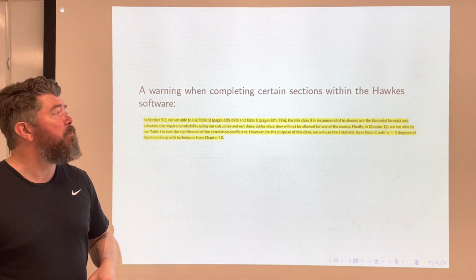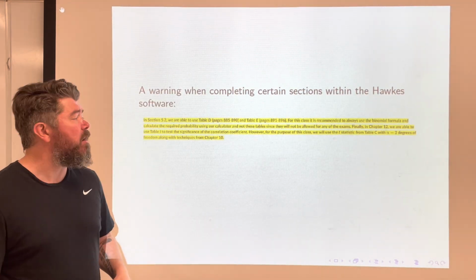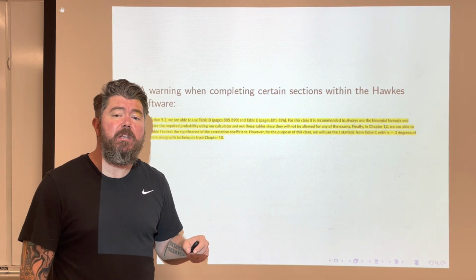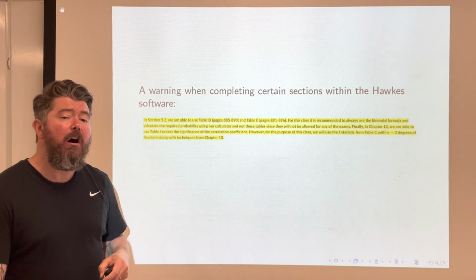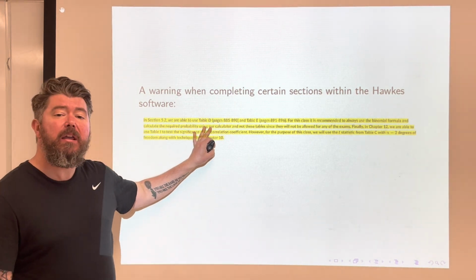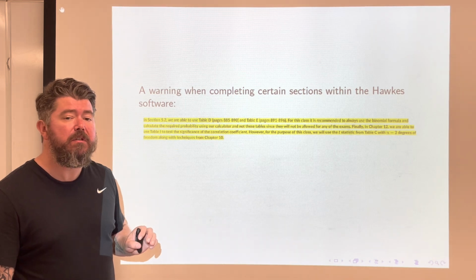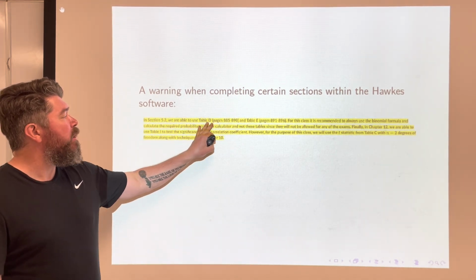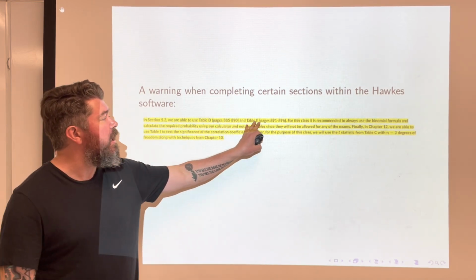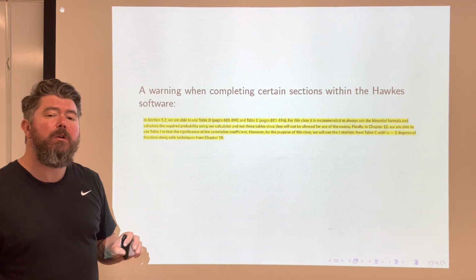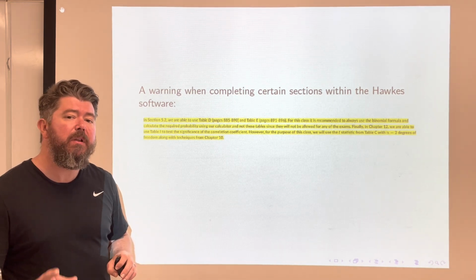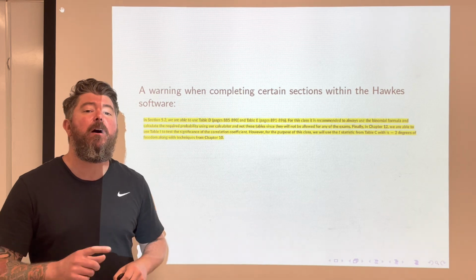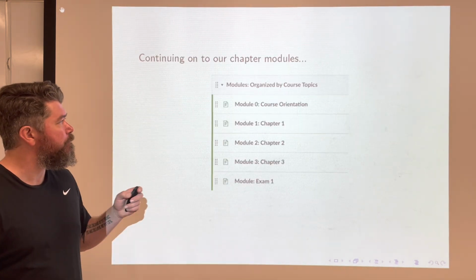Now, a warning when completing certain sections with the Hawk software. Sometimes when you access the tutor in the Hawk software, they will explain a method that we do not use in this class. For example, in section 5.2, we are allowed to use Table D and Table E. However, we will use our formula. So please make note on which method we are using for the class and follow the appropriate steps.